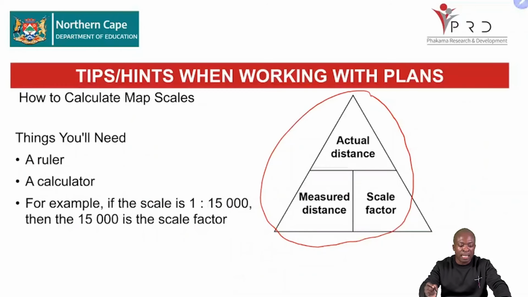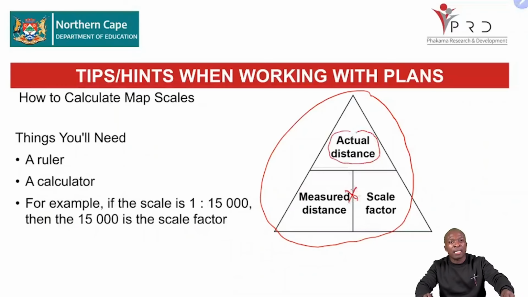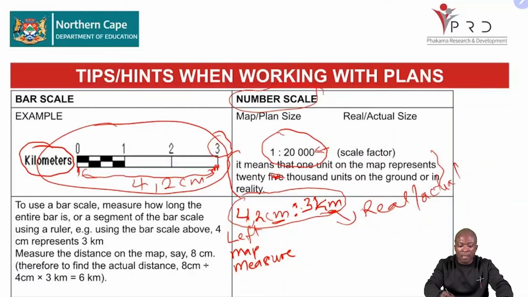So let's say the examiner wants you to find the actual distance. You see this line here, the line which is vertical, it says multiply, meaning if you want to find the actual distance, multiply the value that you measured or the one that has been given to you in the question by the scale factor. Remember again, I was telling you that the scale factor is your value on the right of the scale, as long as the one on the left is 1.